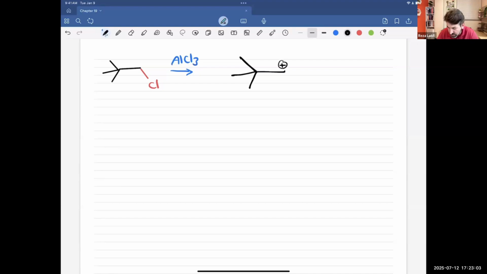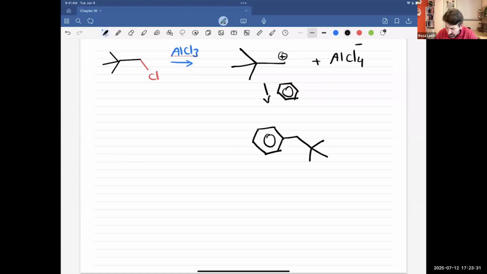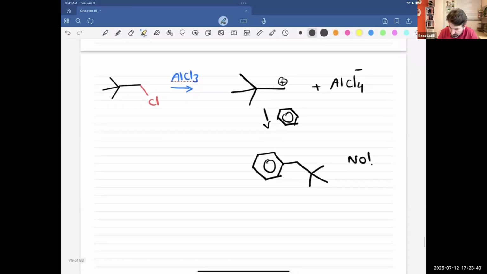Carbon will have a positive charge, plus aluminum chloride, and this one will have a negative charge. Now, next step, this species will attack the benzene ring. So if I add the benzene, the phenyl ring, to it, I will get such a compound. Okay. The answer is going to be no. Why is it not going to happen? Because the species that I'm going to highlight is not stable.